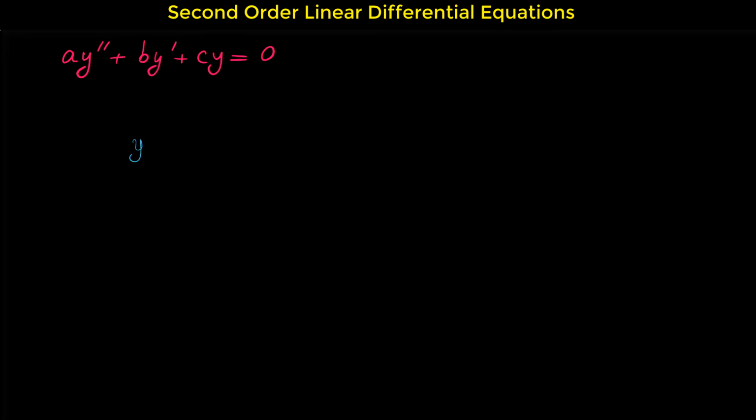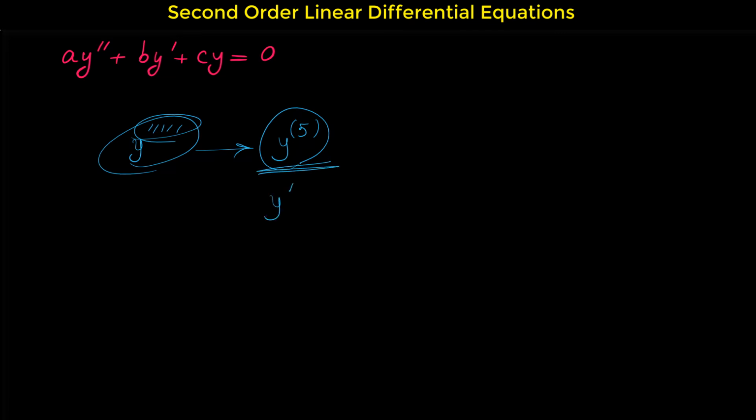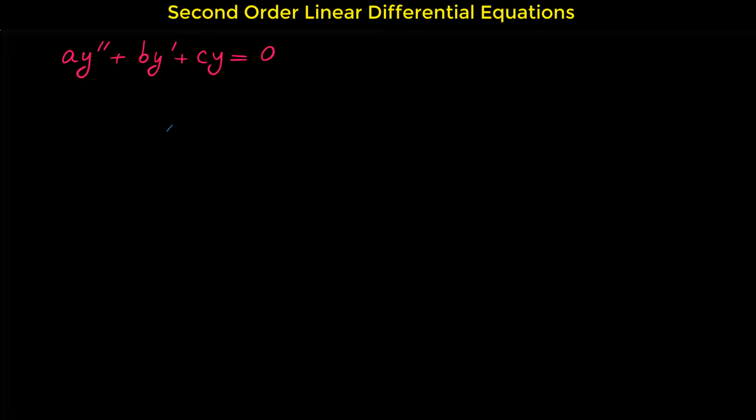And of course, if we have, for example, y with 5 primes, it is of the fifth order. Of course, we don't show a fifth order differential equation with this form. Instead of putting 5 primes above y, we just put 5 in brackets as a power of y. And this means the fifth derivative of y. Anyway, back to our question.